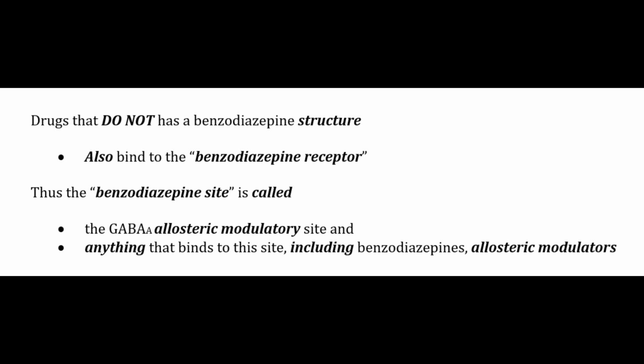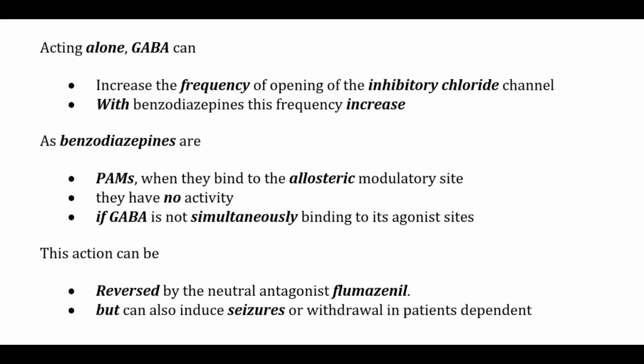Benzodiazepines as positive allosteric modulators or PAMs. Interestingly, drugs that do not have benzodiazepine structure also bind to the benzodiazepine receptor. Thus, the benzodiazepine site is called the GABA-A allosteric modulator site, and anything that binds to this site, including benzodiazepines, is called an allosteric modulator. Acting alone, GABA can increase the frequency of opening of the inhibitory chloride channel.